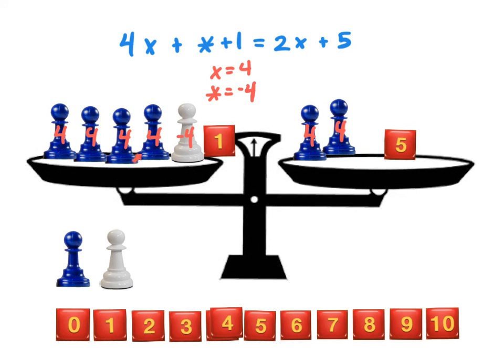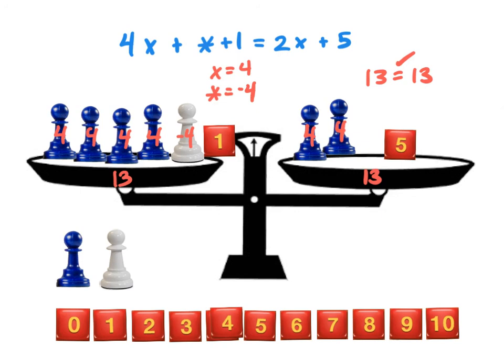4, 8, 12, 16, minus 4 is back to 12, plus 1 is 13 on the left side. And on the right side, 4 plus 4 is 8, plus 5 is 13. Our check, 13 equals 13, confirms our solution of x equals 4 and star equals negative 4.